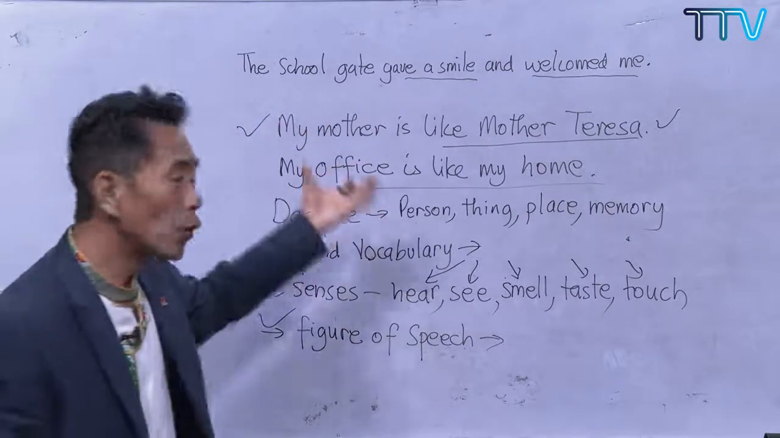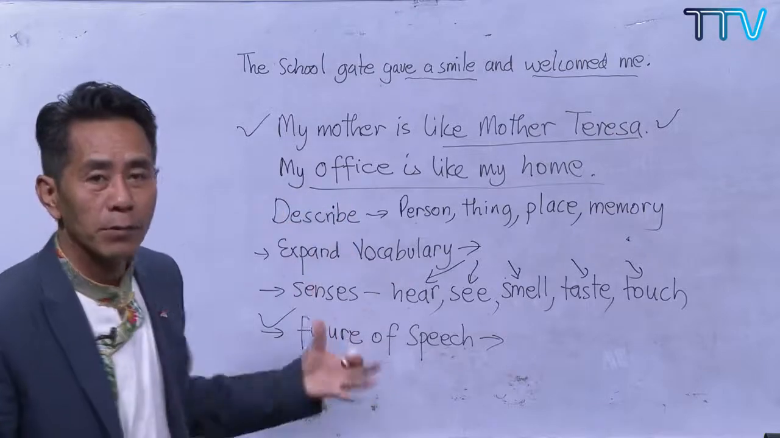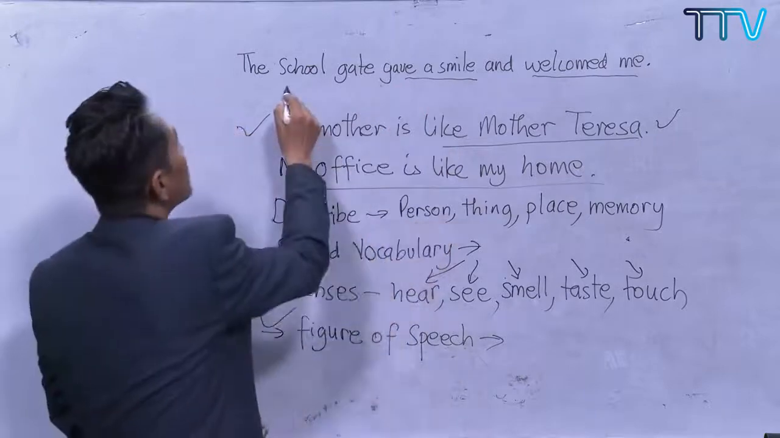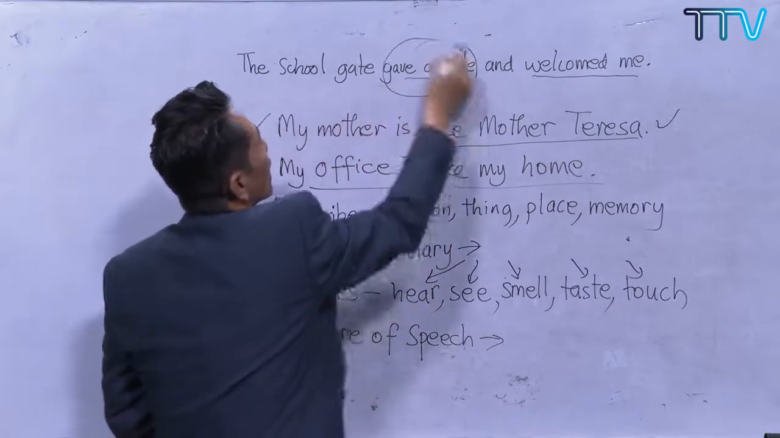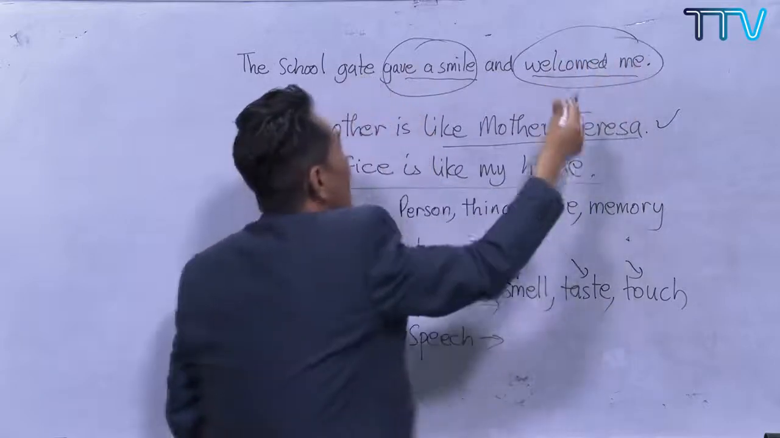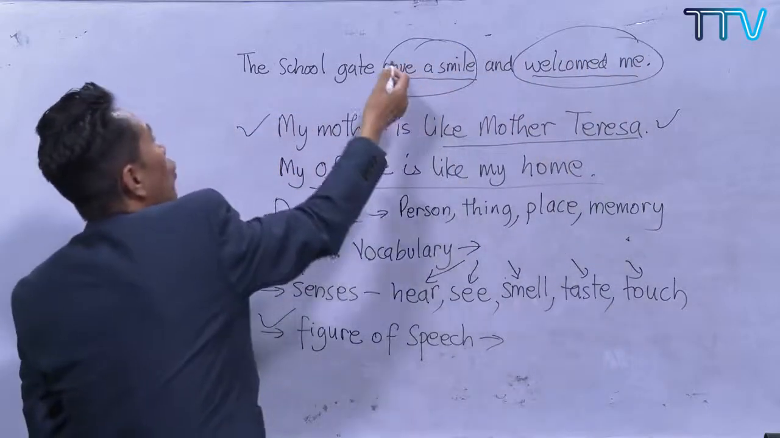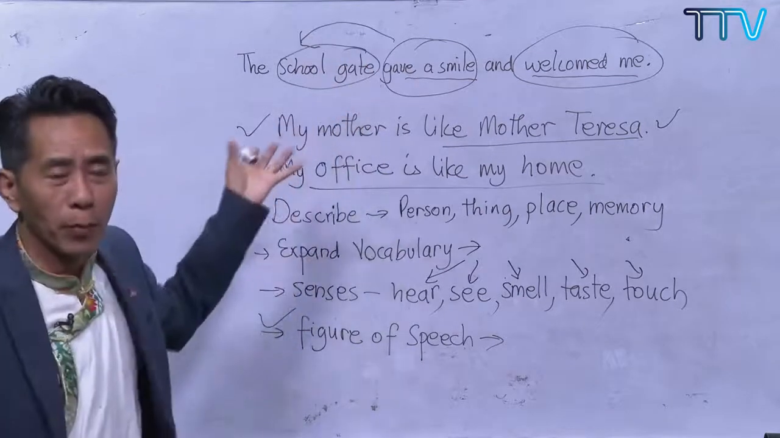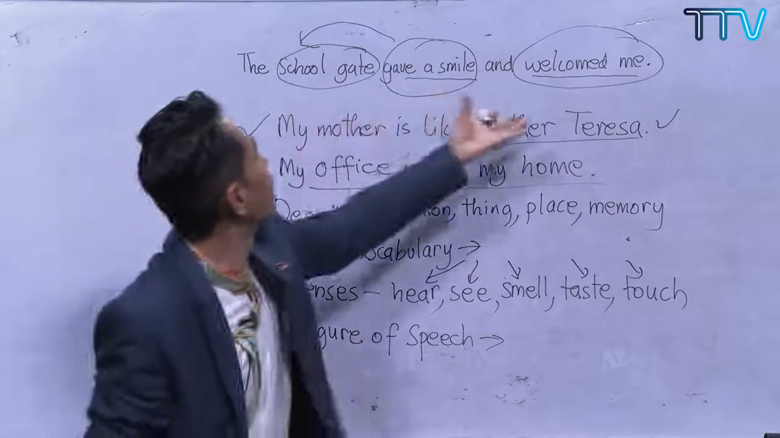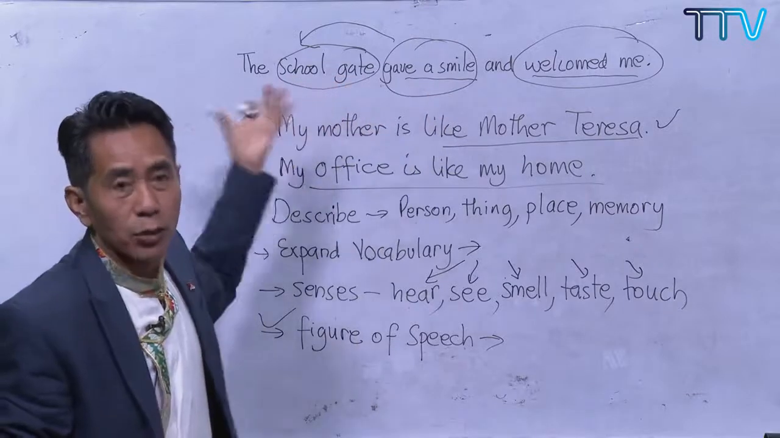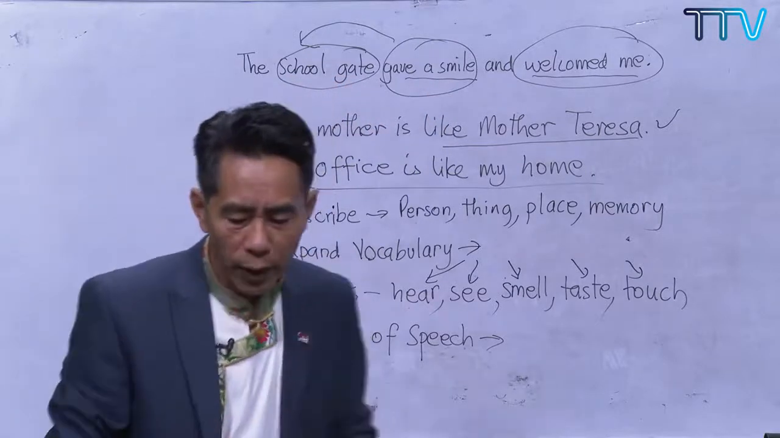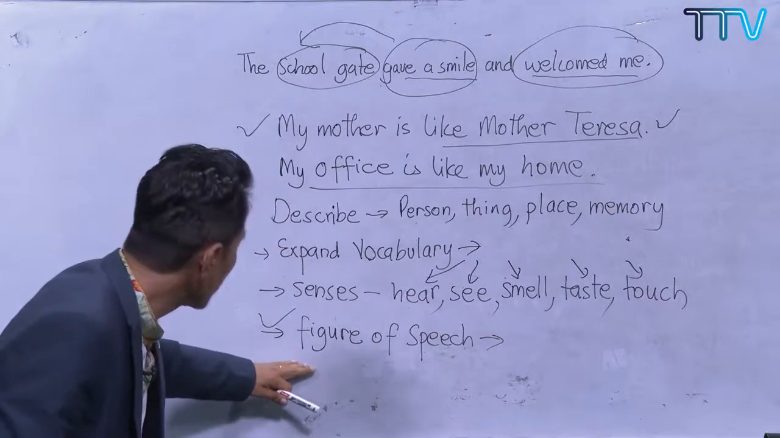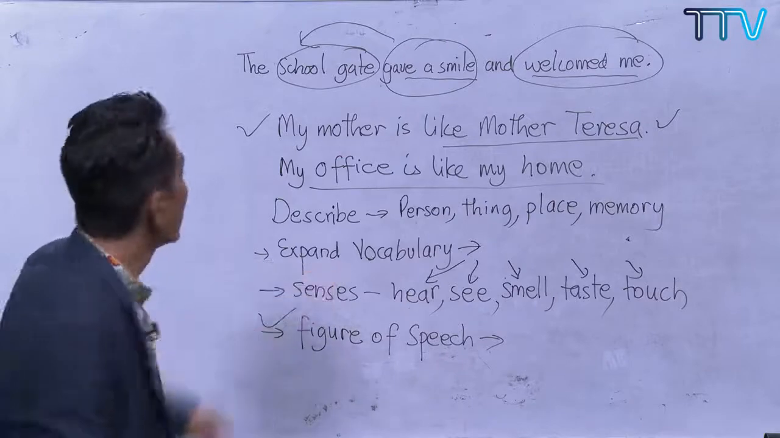You already know, and you will also learn this figure of speech later. My school gate gave me a smile. So I am giving human qualities, welcome and smile, to an inanimate object. This is inanimate. This is not a human being. So this is a figure of speech. When you write, it's important for you to keep in mind the figure of speech. You expand your vocabulary, all these things.